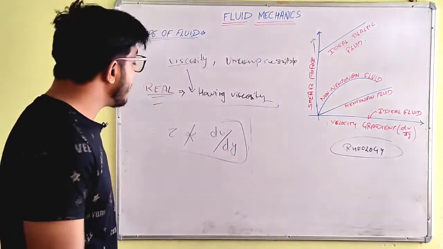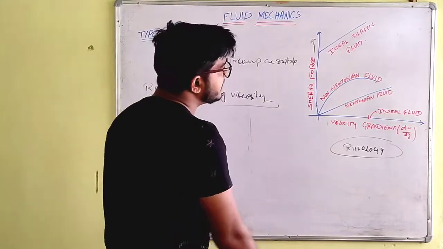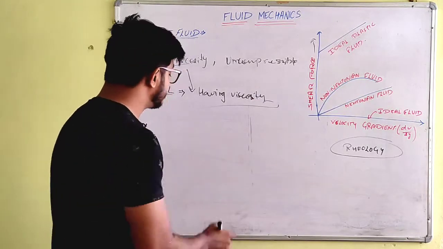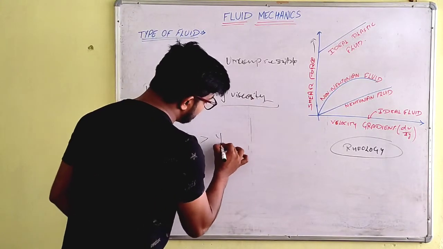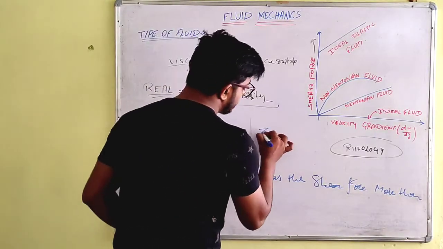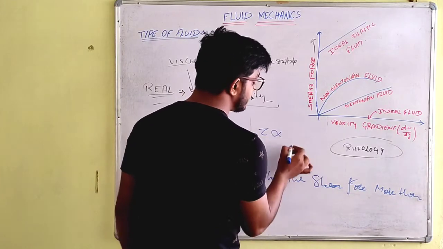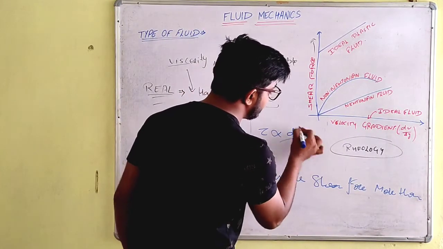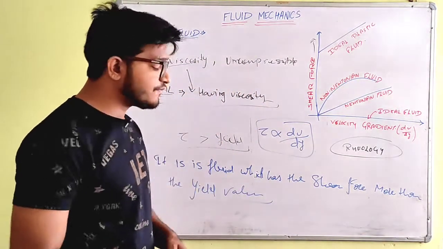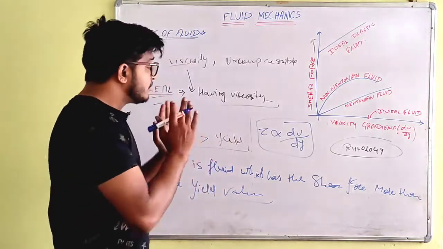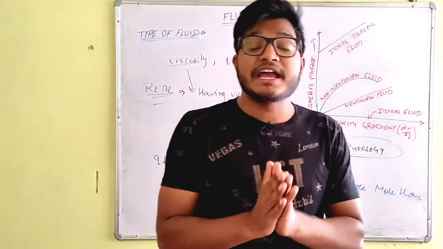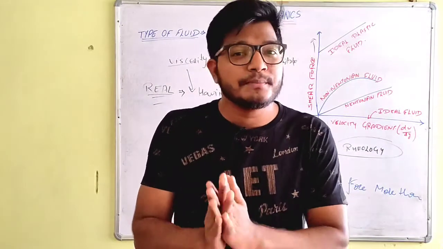Now the last fluid here, the ideal plastic fluid. In the ideal plastic fluid, the value of shear stress is more than the yield value, and the shear stress is then proportional to the velocity gradient, or shear strain. Examples of ideal plastic fluid are cold cream and toothpaste, we can say. Okay, so this was all about the types of fluid and the basics of fluid mechanics.